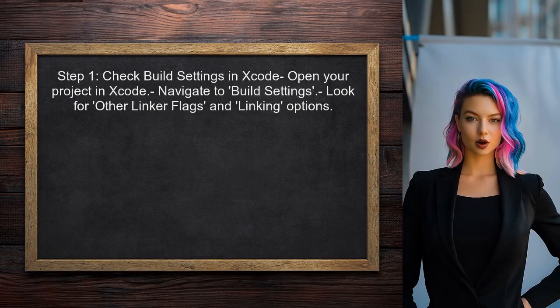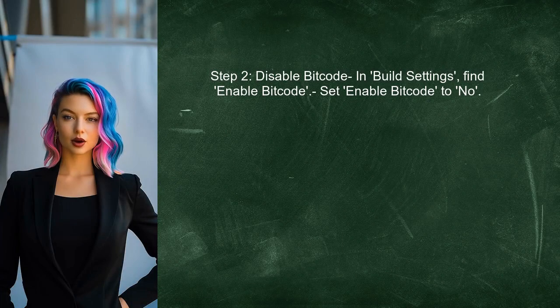To address the Apple Mach-O Linker warnings, the user should first check the build settings in Xcode. This is crucial because incorrect settings can lead to these warnings during the archiving process. Next, the user should ensure that the Enable Bitcode option is set to No. This setting can sometimes cause linker warnings, especially if the project is not fully compatible with Bitcode.